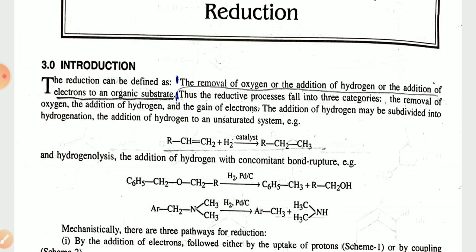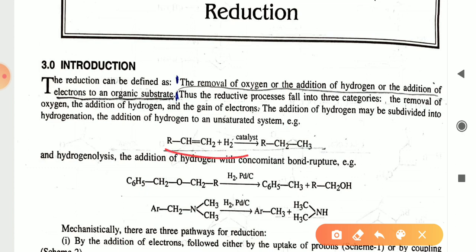Thus, the reductive process falls into three categories: the removal of oxygen, the addition of hydrogen, and the gain of electron. The addition of hydrogen may be subdivided into hydrogenation and addition of hydrogen to the unsaturated system. In this reaction you can see the alkene in presence of catalyst will reduce to alkane.